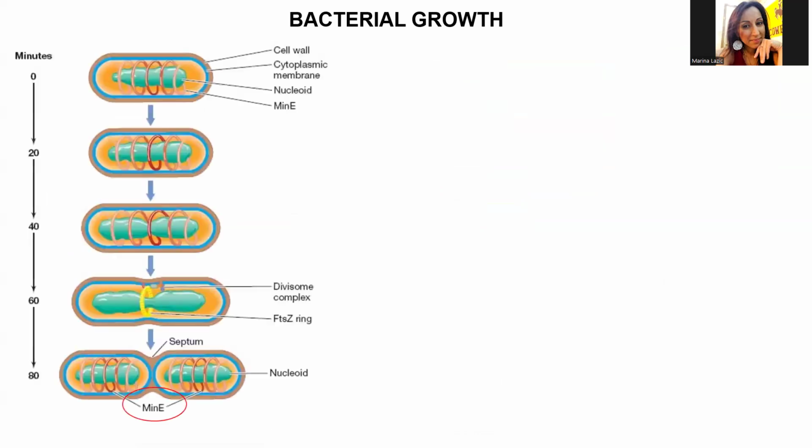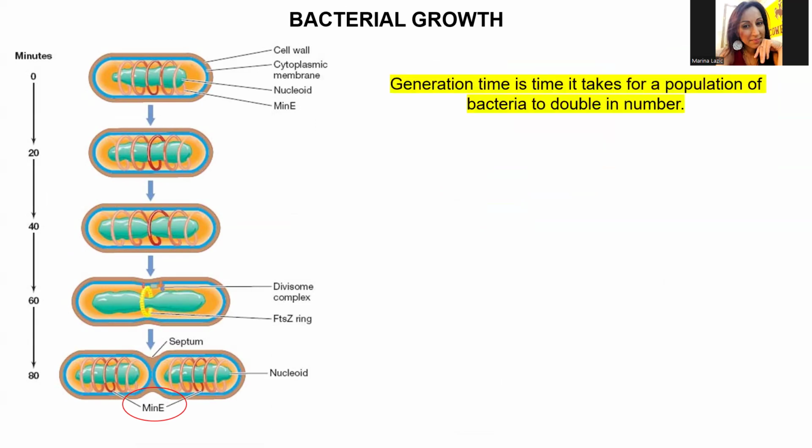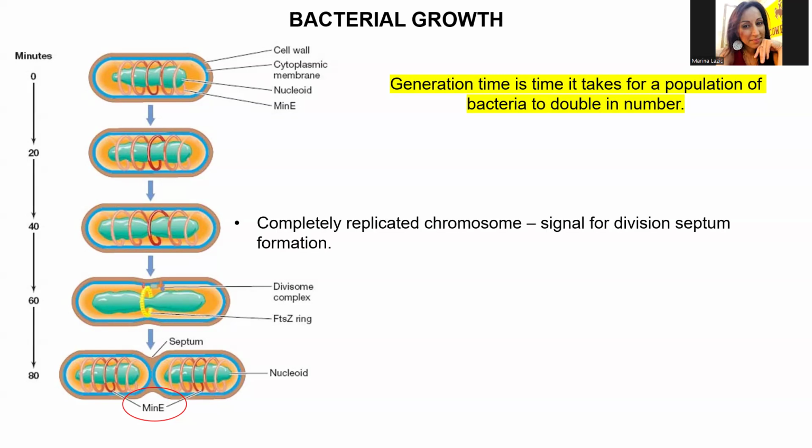Now, from the physiological perspective, the most important are these proteins that are controlling cell division. This is what will come up on the exam and on your quiz. Generation time is something that you probably mentioned many times till now. It is the time needed for a population to double in number. So how many minutes or hours or days is required? Complete chromosome replication is a signal for septum formation, and when the septum forms, you will get pinching of two daughter cells.